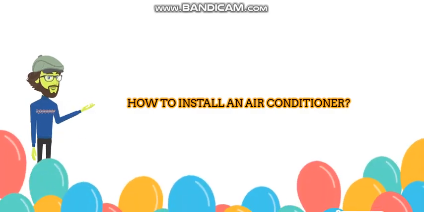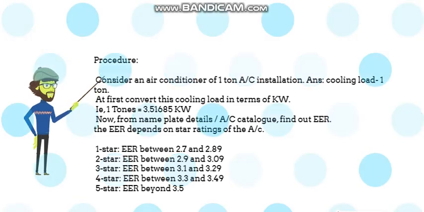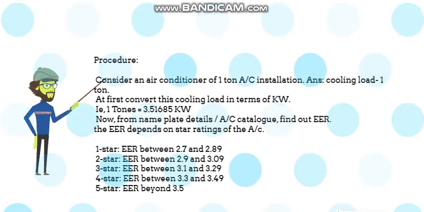How to install an air conditioner. Procedure. 1. Consider an air conditioner of 1 ton AC installation. Answer. Cooling load, 1 ton. At first, convert this cooling load in terms of kW, i.e., 1 ton equals 3.51685 kW.